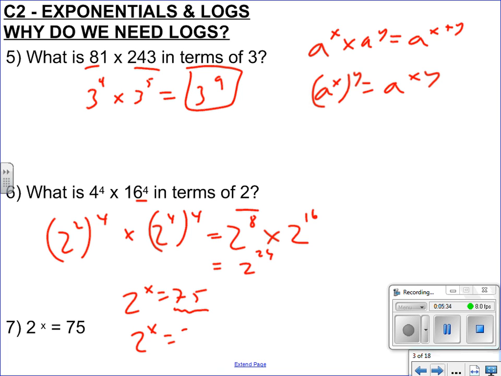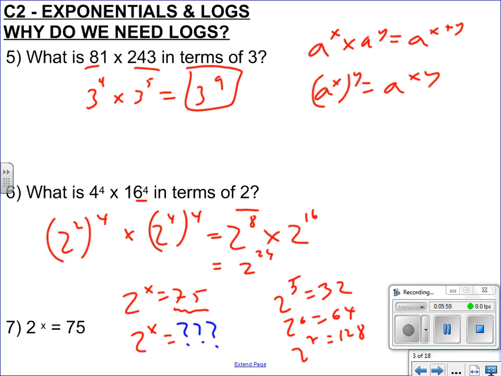2 to the x equals 2 to the... Well, you know that 2 to the 5 is 32. 2 to the 6 is 64. 2 to the 7 then is 128. So what's x going to be in order to make this thing 75? We don't know exactly, do we?